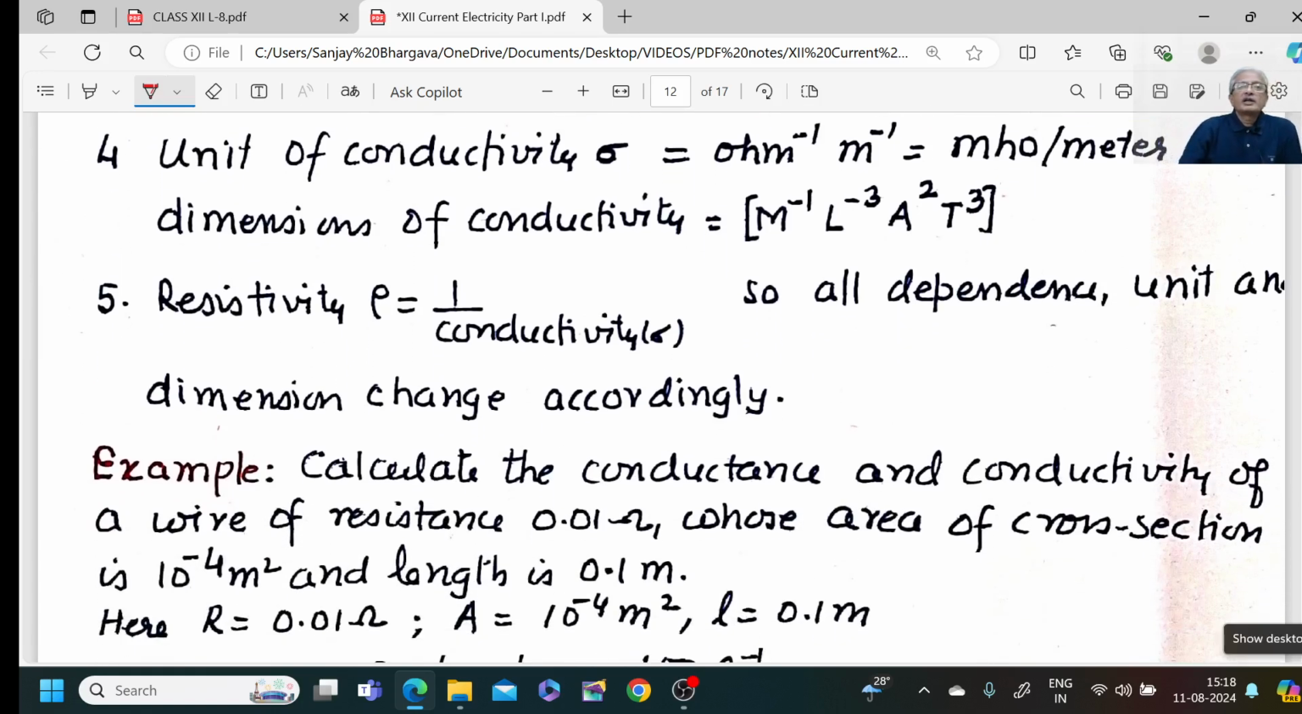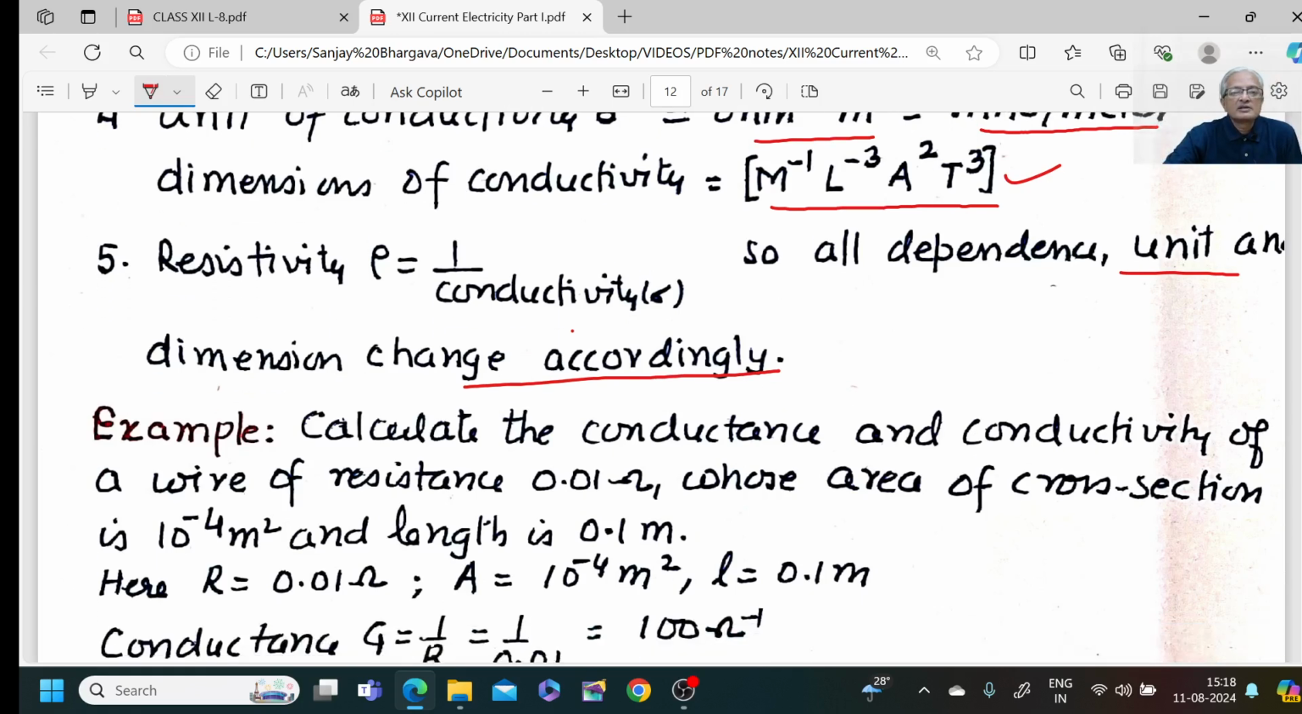The unit of conductivity is ohm inverse meter inverse, also called mho per meter, and the dimensions of conductivity are M^-1 L^-3 A^2 T^3. Now resistivity is the reciprocal of conductivity, so all dependence, unit and dimensions change accordingly. So we have an example here just to understand.